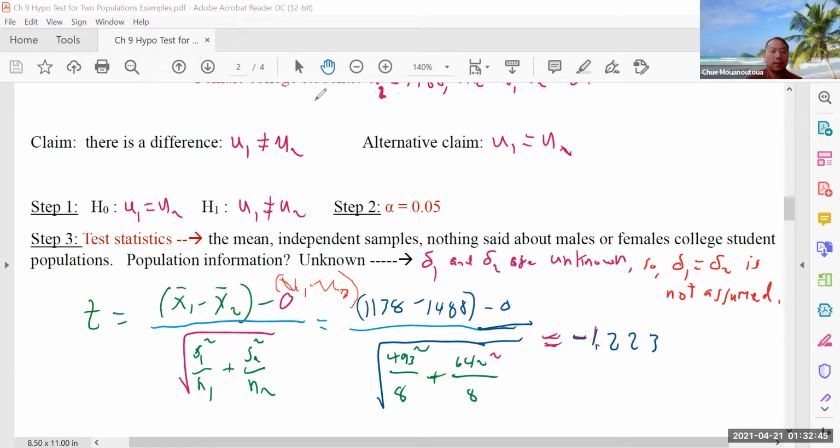Right, so we have this mu1 minus mu2, and I told you last time, when we look at the formula sheets, that mu1 minus mu2 is always equal to 0. Same with P1 minus P2, it always equals 0. Okay, so this is the formula for the test statistic for 2 independent samples.